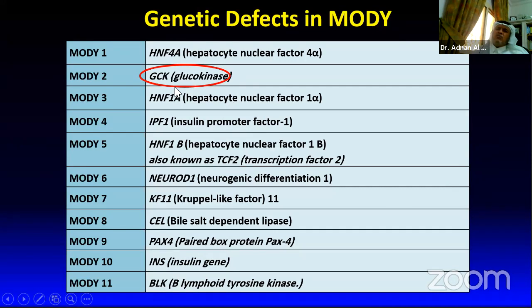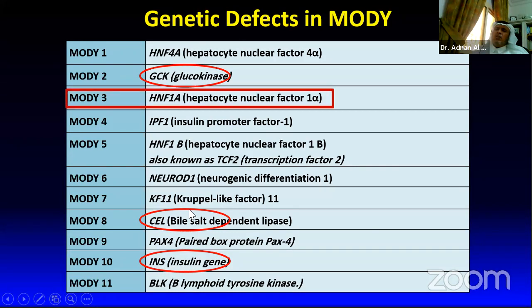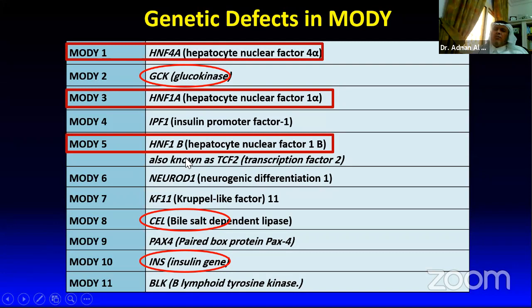So the first case was glucokinase mutation. The second, two brothers, has MODY8 with the cell gene mutation. And the fourth case I'm going to present is an insulin gene mutation. This is MODY8. The commonest is actually MODY3, which is caused by mutation of the hepatocyte nuclear factor 1 alpha gene, followed by MODY1. And the third is MODY5, which is a severe disease.